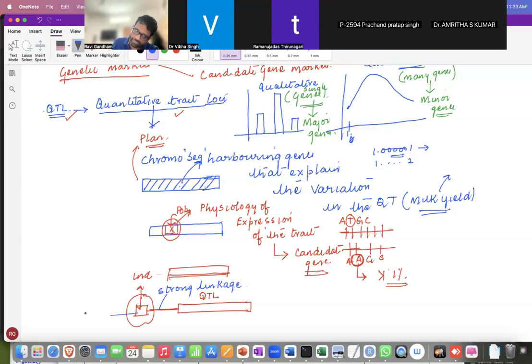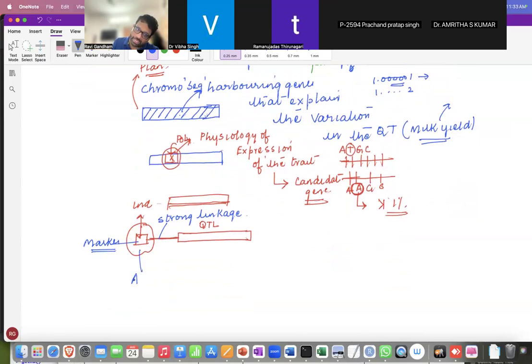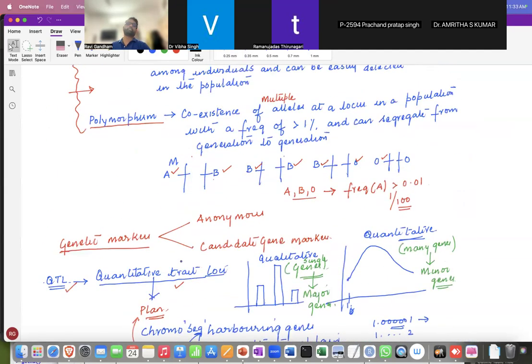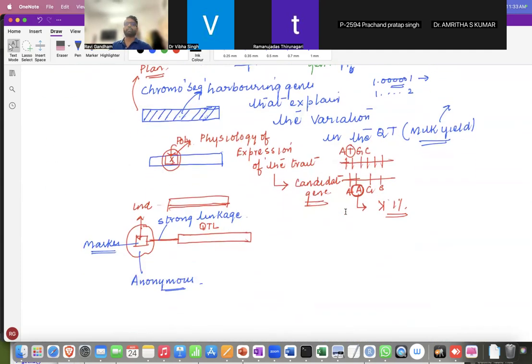right? For example, this is a marker, right? And since this is not present within the candidate gene, these markers are called anonymous markers. Now you can differentiate between the two different markers that we have discussed: anonymous markers and candidate gene markers. Anonymous markers are the markers that are very strongly linked to the QTL, whereas candidate gene markers are the markers that are actually present within the QTL that governs a particular trait of interest, right?